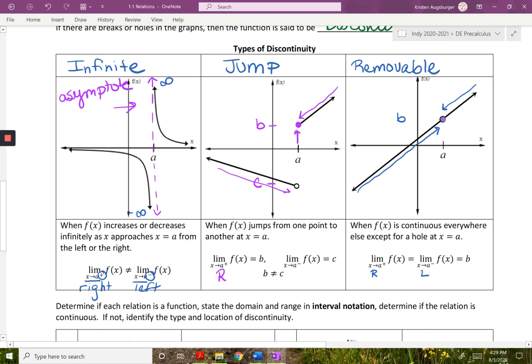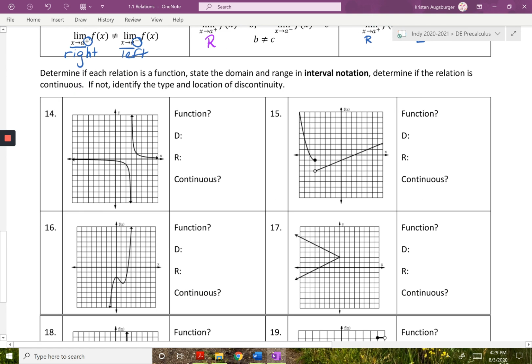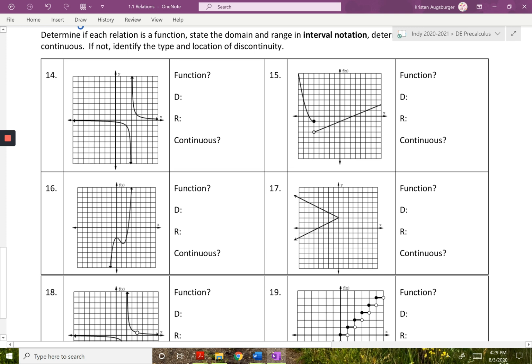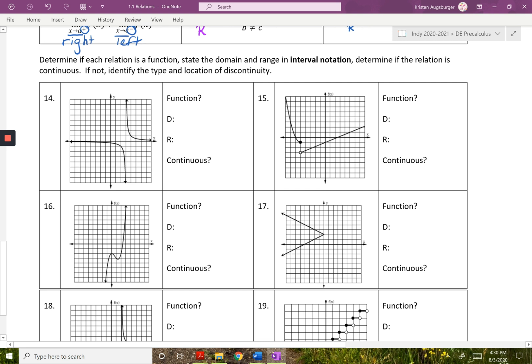Let's put these together and kind of identify some discontinuities, some domains, some ranges, some functions, all this wonderful thing. So here we have several graphs. We're going to first start with the function. We're going to change notation this time, and we're going to determine if the relation is continuous. If not, we're going to talk about the type of discontinuity.